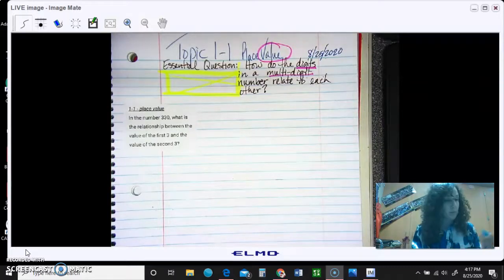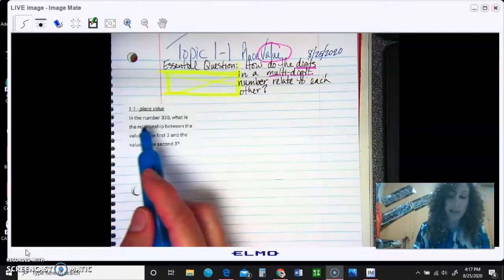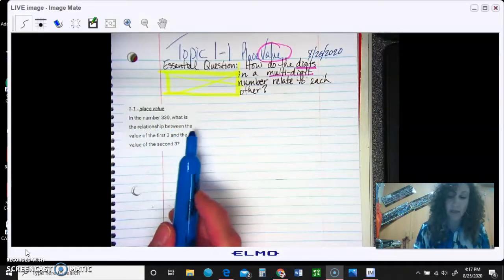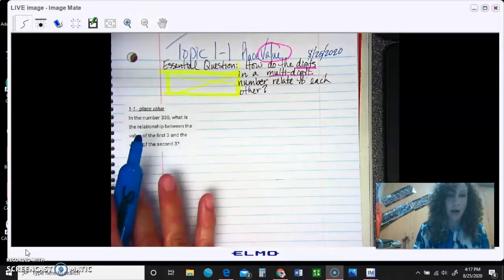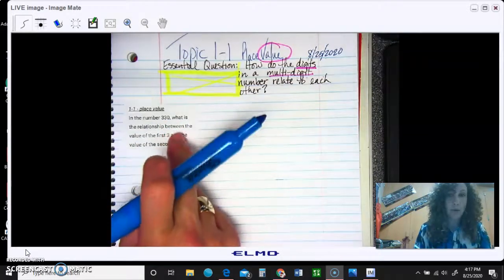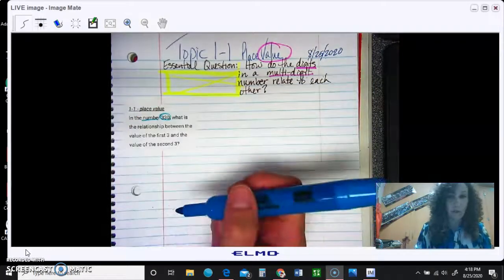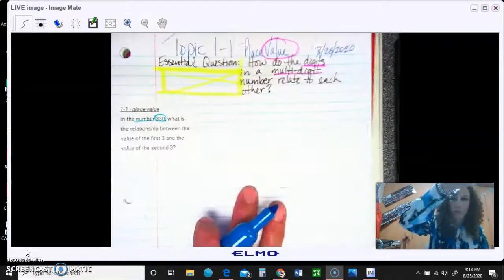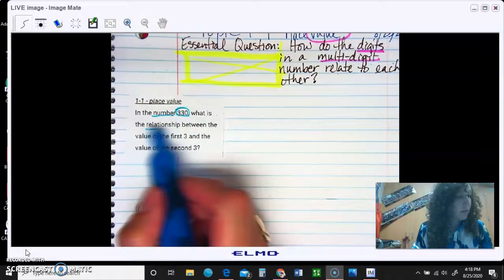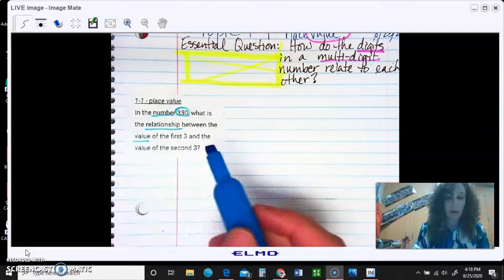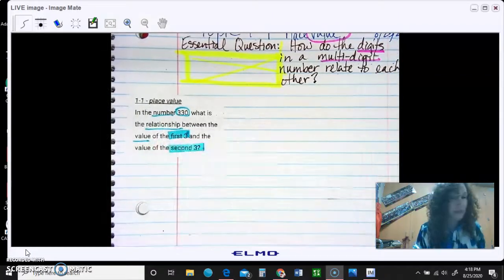Okay, so in the number 330, what is the relationship between the value of the first three and the value of the second three? So now we want to analyze the important parts of this. So we see number 330, that's what we're going to be working with. Maybe if I zoom it in a little. There we go. And then we were looking at relationship and value between the first three and the second three.